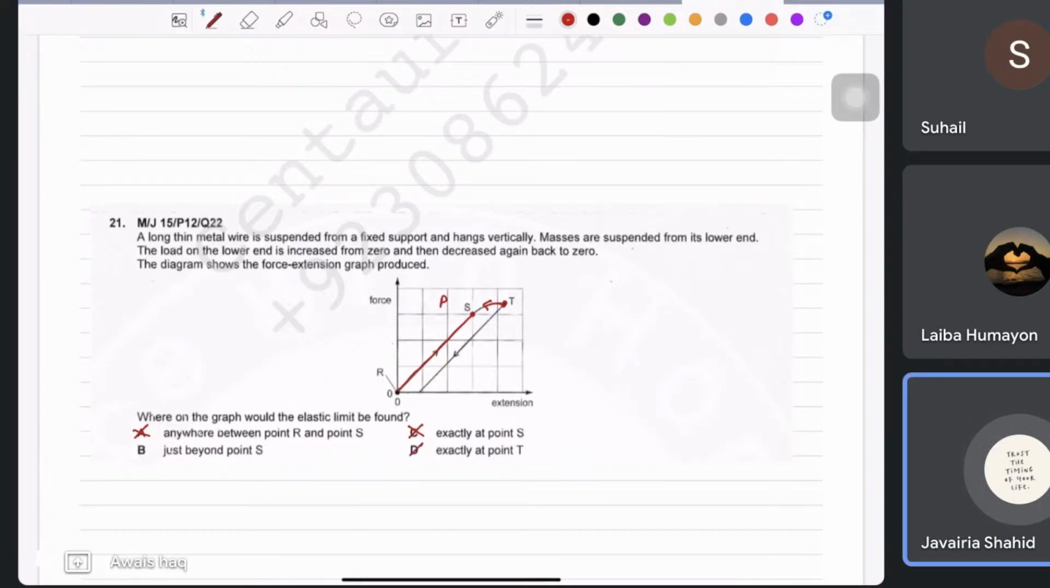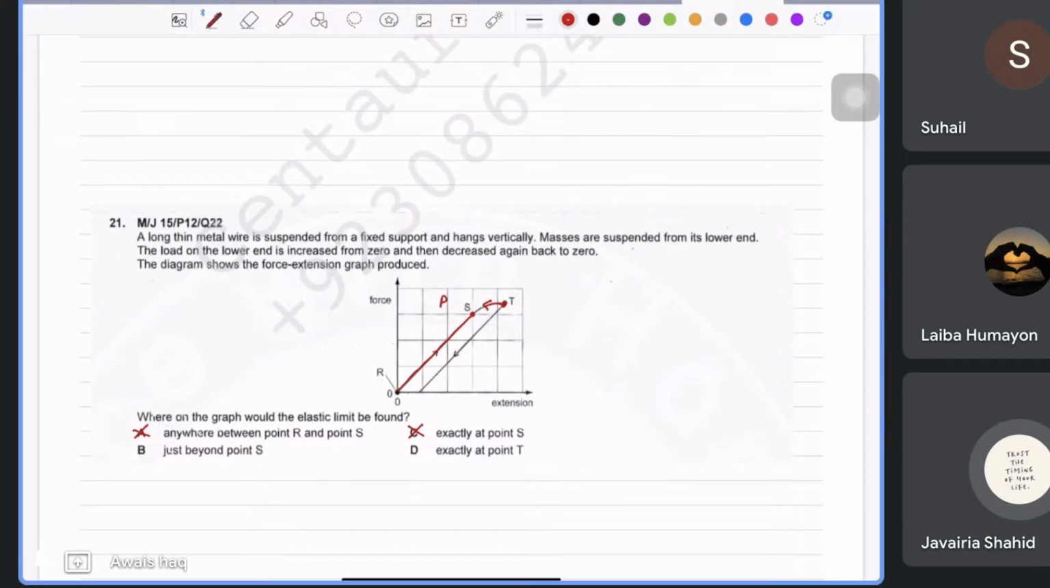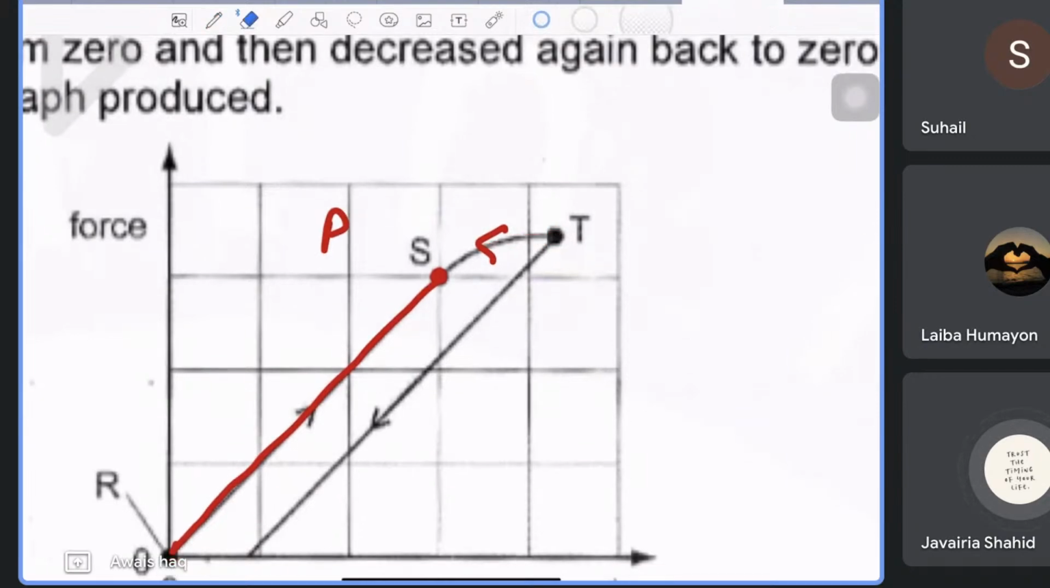Sir, can you please repeat this again? Yes, what I'm saying is why it cannot be point T is if it was point T, then according to the definition, elastic limit is the point beyond which it shows plastic deformation. So now we have just reached that point. It means if we unload from this point, it should come back from the same line. Why is it going this way? Do you understand?